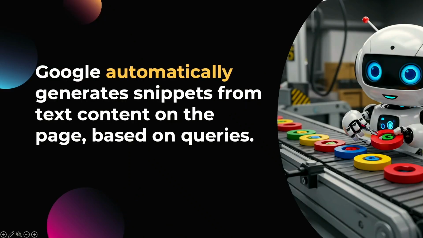So why does Google do this? Because it wants to show the most relevant possible text to the user. Google's system automatically scans your page and generates a snippet from the content that best matches that user's specific search query. This means the snippet for your page can change depending on what the user searches for.